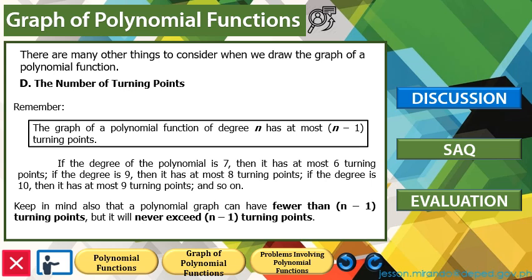Example: if the degree is 5, the possible number of turning points is at most 4. It can be 4, 3, 2, 1, but will never be 5 or above.